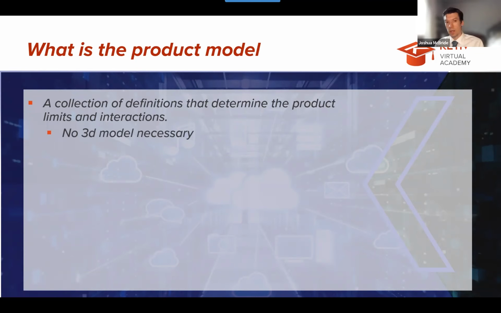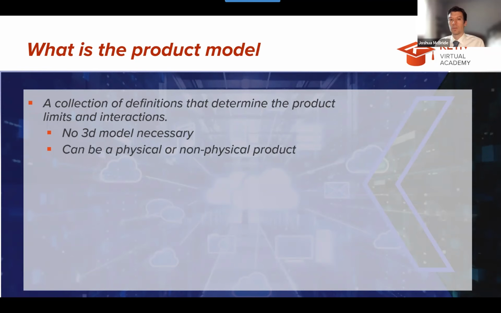Now, with design automation, you can connect it to and automate a 3D model, but no 3D model is necessary in order to define a product. And we're going to do that today. I'm a very visual person, so I am going to have a 3D model reference to look at so that we can understand what we're going for, but it's not necessary.